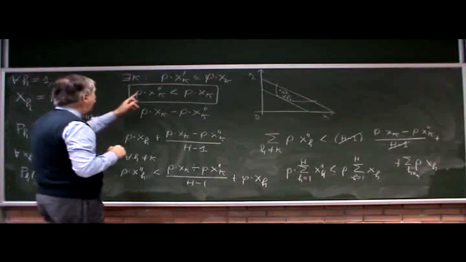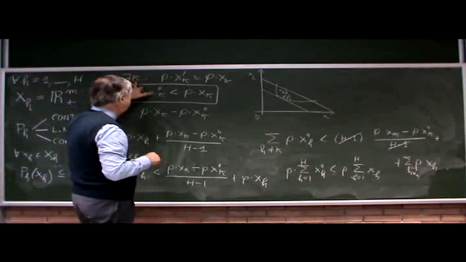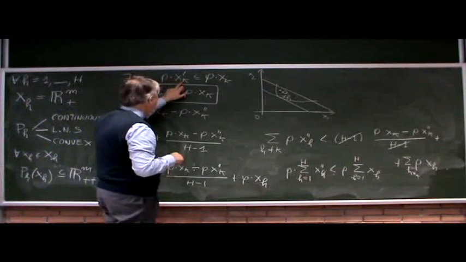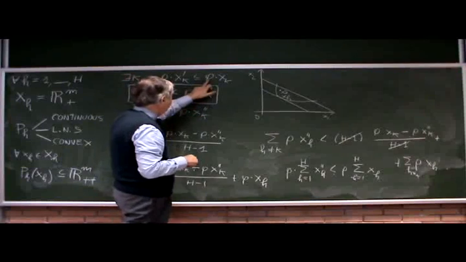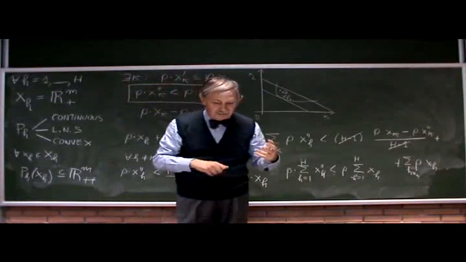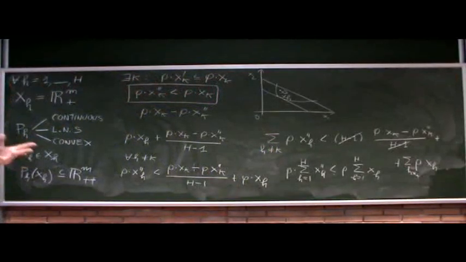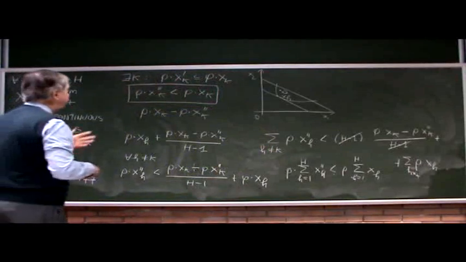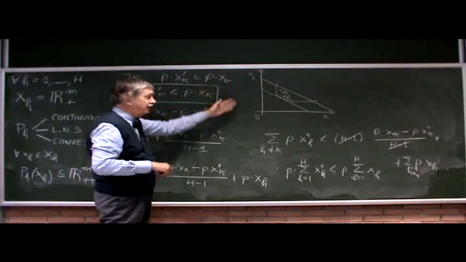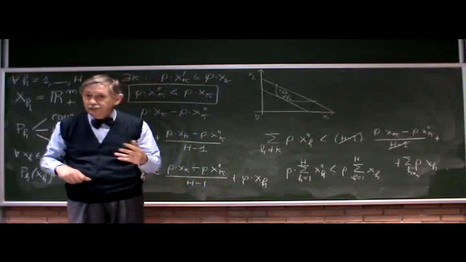Suppose ab absurdum there existed a subject K such that P times x prime K is lesser or equal than P times xk. This means that there exists a vector x prime K preferred to xk whose value is not greater than the value of P times xk. So xk would not be demanded according to this price system.